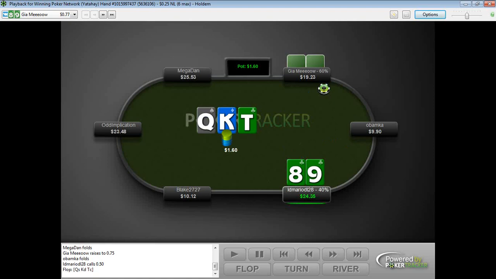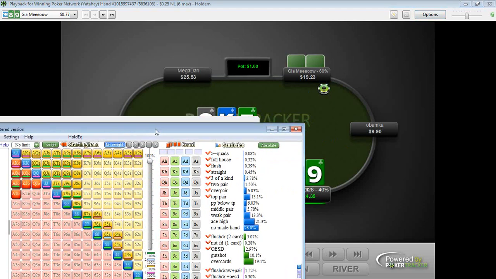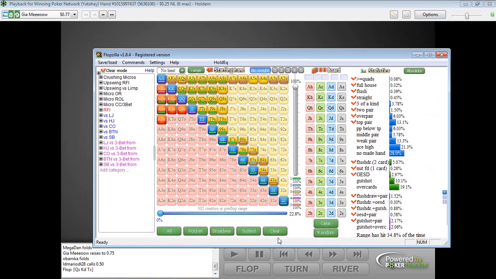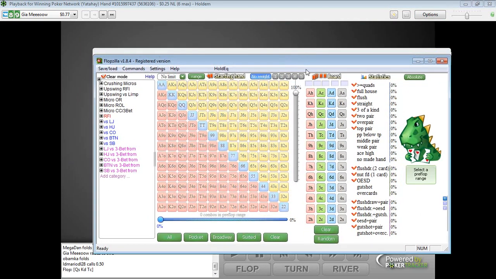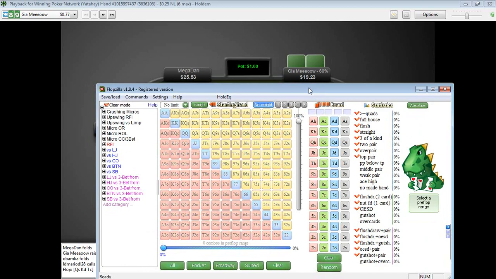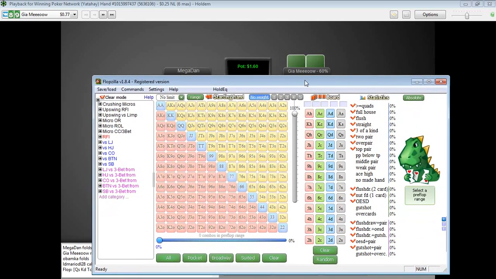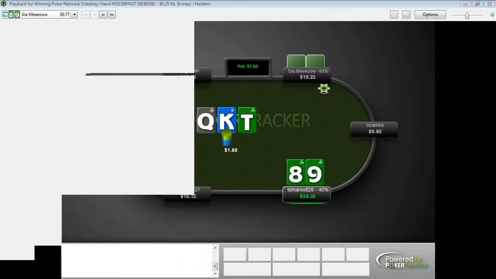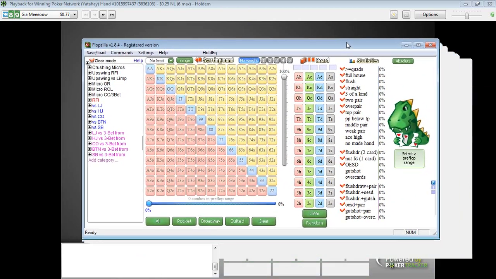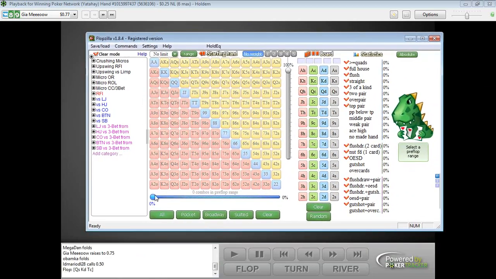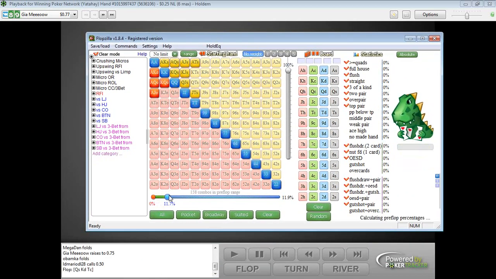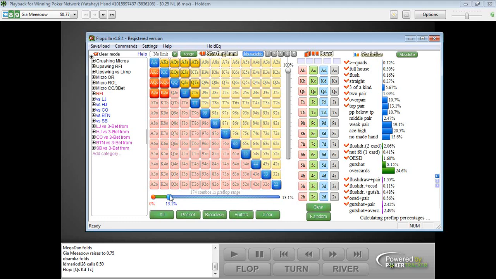So I think the first thing I'm going to want to do is create a range for this guy. He is a 13 PFR. I could go a little bit deeper, but with 58 hands, I'm not going to look at position. I'll just say that he's a 13 PFR, because I will need a range to come up with some combos.